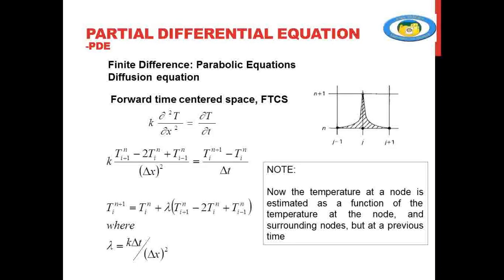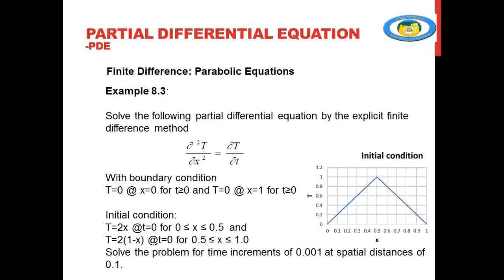Now, we can solve this equation. We are asked to solve the following partial differential equation by the explicit finite difference method. Boundary conditions are given here. The value of the temperature for any time at x equal to 0 is 0.